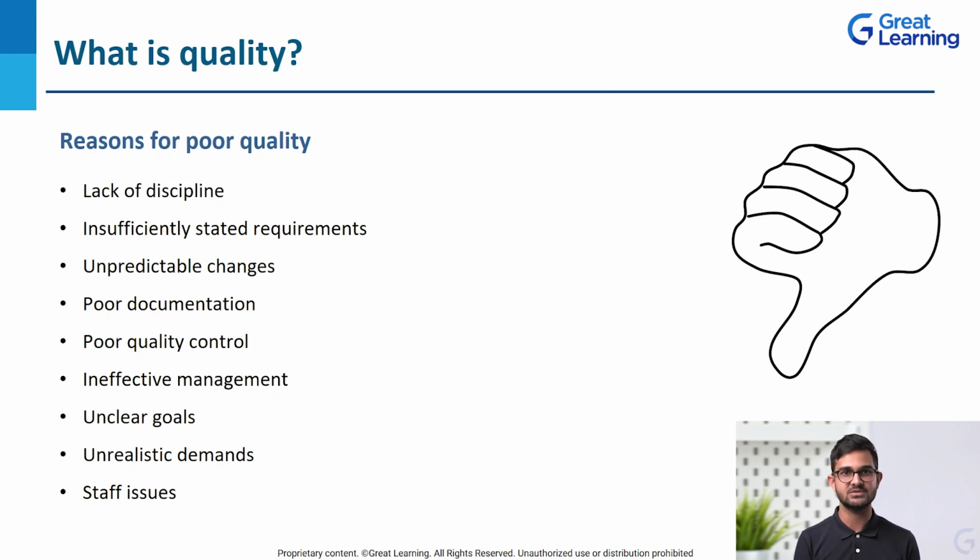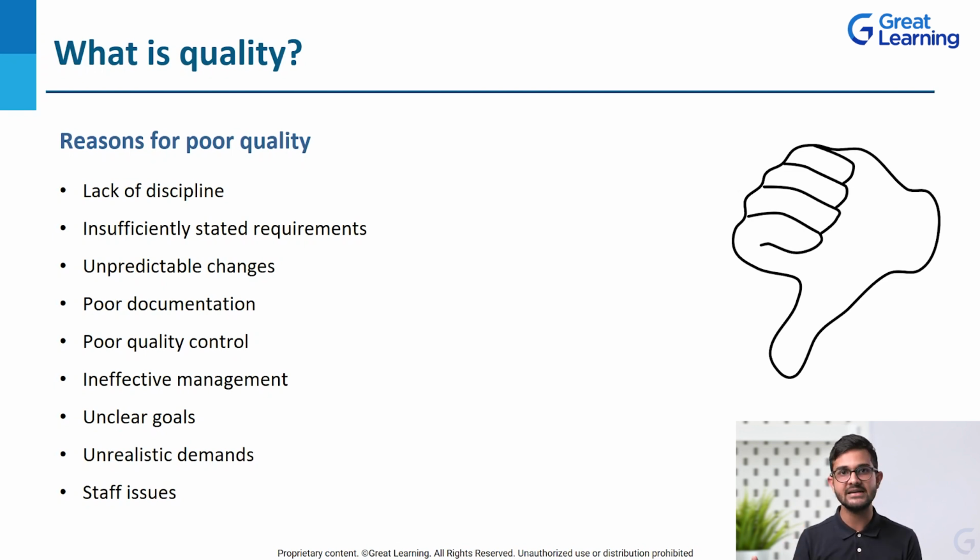Then staff issues. That is a given that if there are any staffing issues, that will also cause poor quality. If, let's say, in one project, 10 people are required, but we have only 5 people, definitely the quality is going to suffer. Similarly, if there are 10 people required, but there are 20 people, then also quality can suffer because people will not take it seriously and there can be lack of discipline. So there are various factors in the picture, but the major reasons for poor quality are lack of discipline.